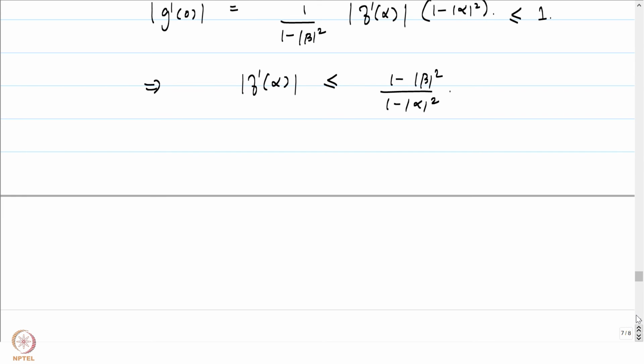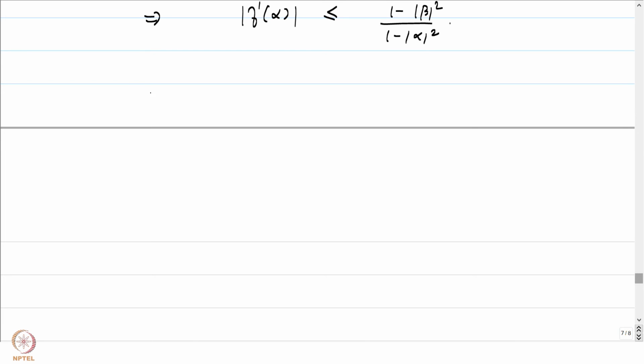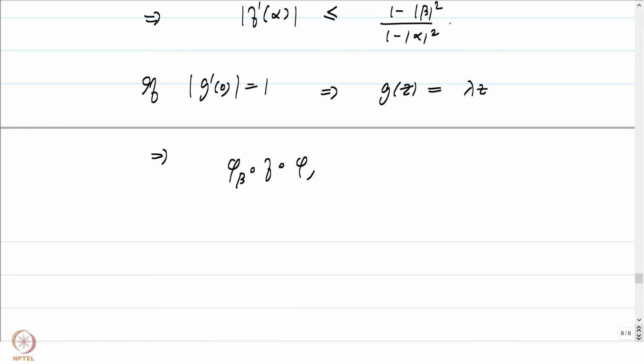And let's see what happens if this equality happens. If equality is attained here, what do we know? As a digression, if g prime of 0 has absolute value equal to 1, this would tell us that g of z is equal to some lambda times z for lambda on the unit circle. That means that phi beta composed with f composed with phi minus alpha of z is going to be equal to lambda times z.